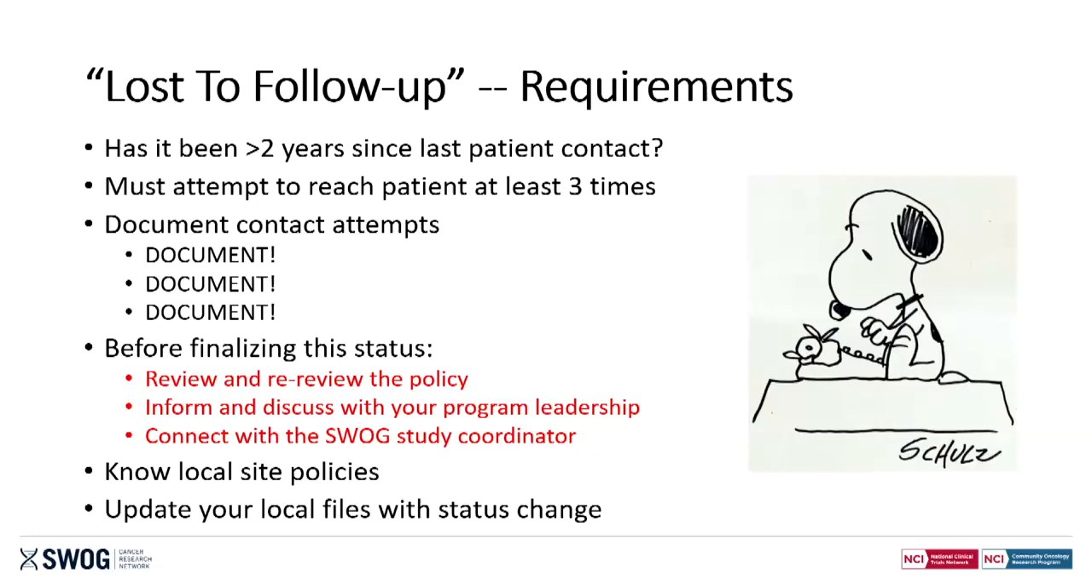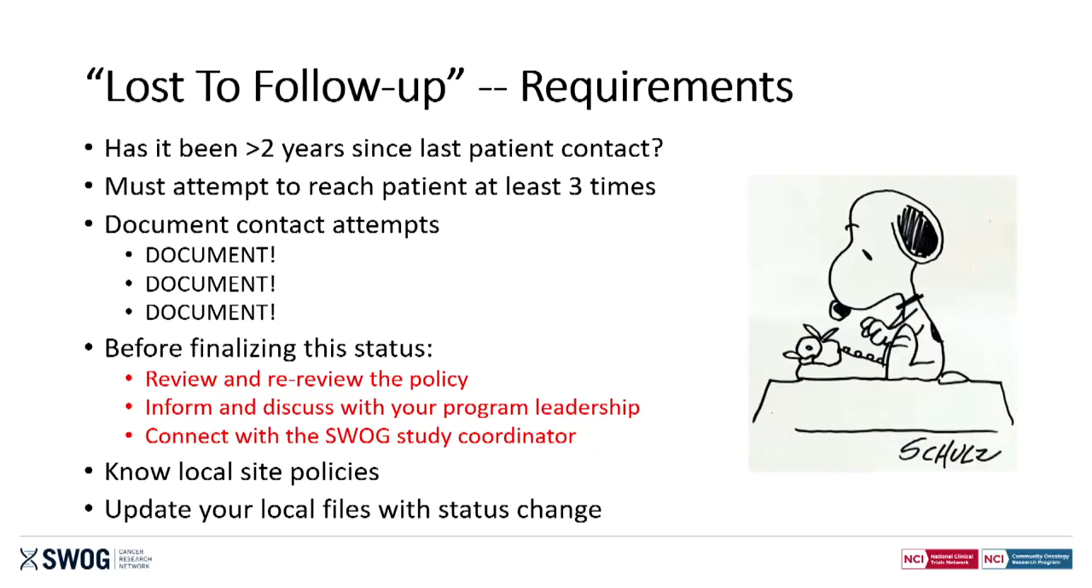There are some really strict criteria to meet before this can be the word that we use and apply. If it's been more than 2 years since you were last able to reach them and you have not been able to contact them and find them in any way, ideally, you want to try to reach them at least 3 times in 3 different ways, like a certified letter, a phone call, multiple attempts. Document everything you try to do before finalizing the status. Again, review the policy and make sure you're using the right definition at the right time, and that you've documented what needs to be documented.